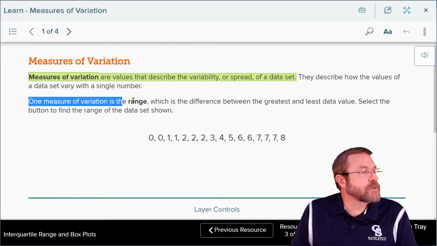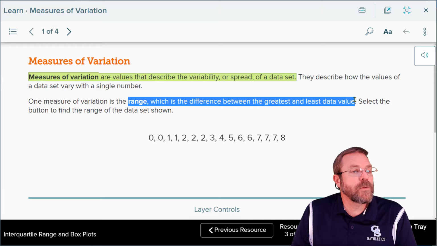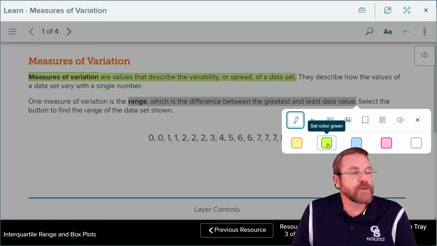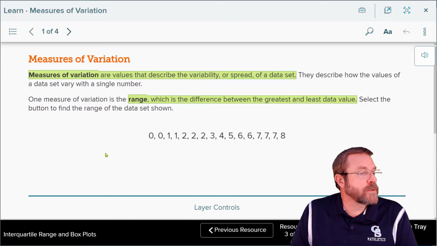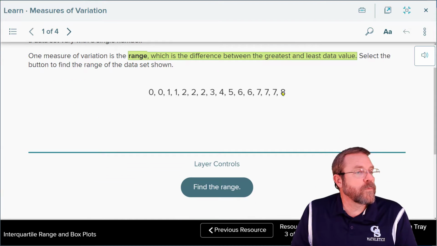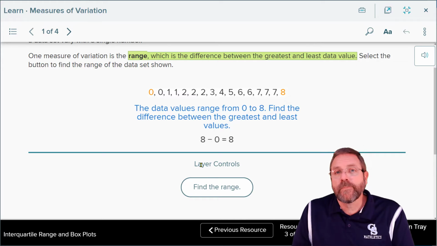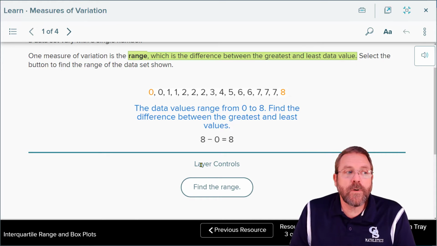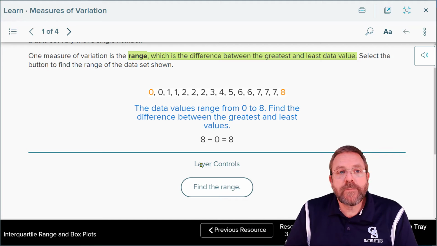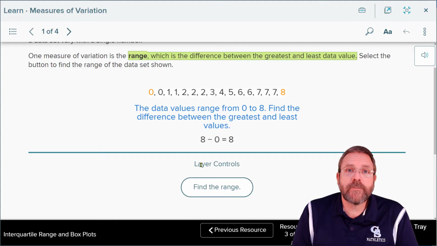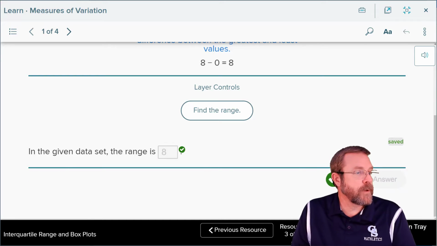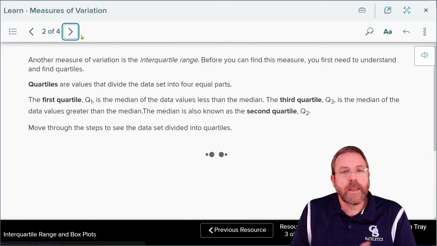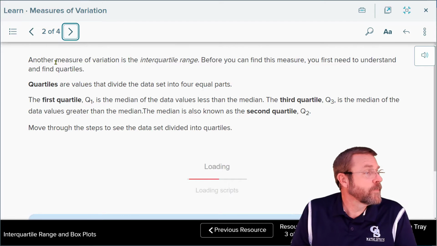One measure of variation is known as the range, and the range is known as the difference between your greatest and least data values. That's something you should know by this point. And then select the button to find the range of the data set below. So we go from 0 to 8. So the range, that's nothing more than 8 minus 0, which is 8. The range is the difference between your least and your greatest data values. From there, you can scroll down, and if you really want to, plug in an 8 right there. It's going to give you a happy sound, and we can move forward with our instruction.